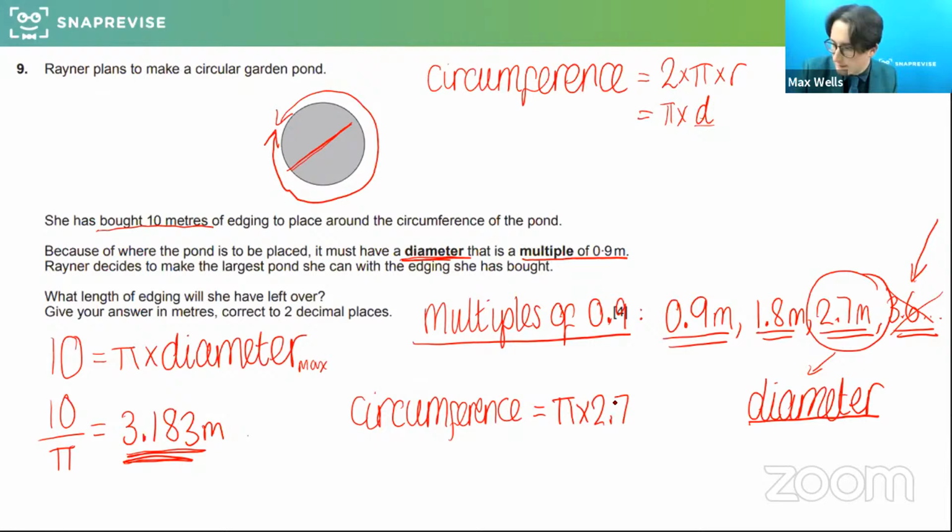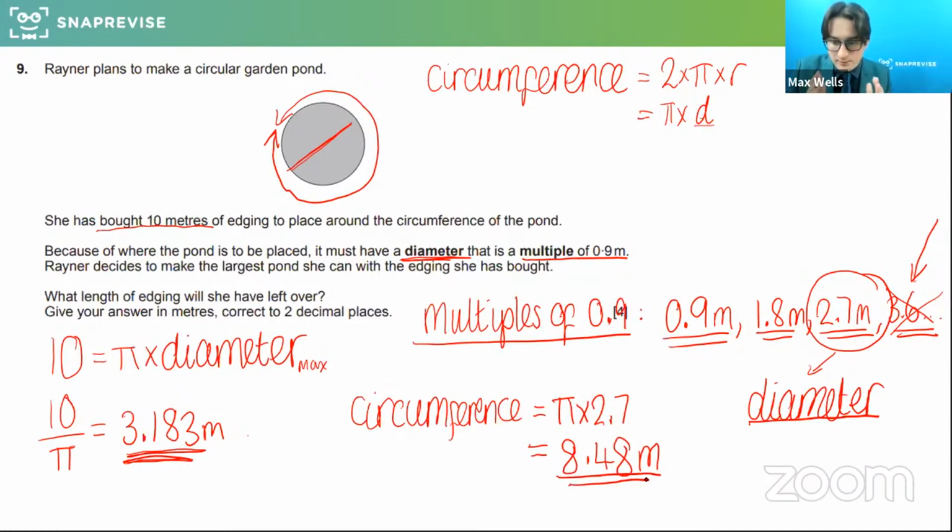Has anyone got a value for that? Excellent, 2.7 times pi is going to come out as 8.48. Yes. Now, please do ask if we're still a little bit unsure. That is the actual circumference.